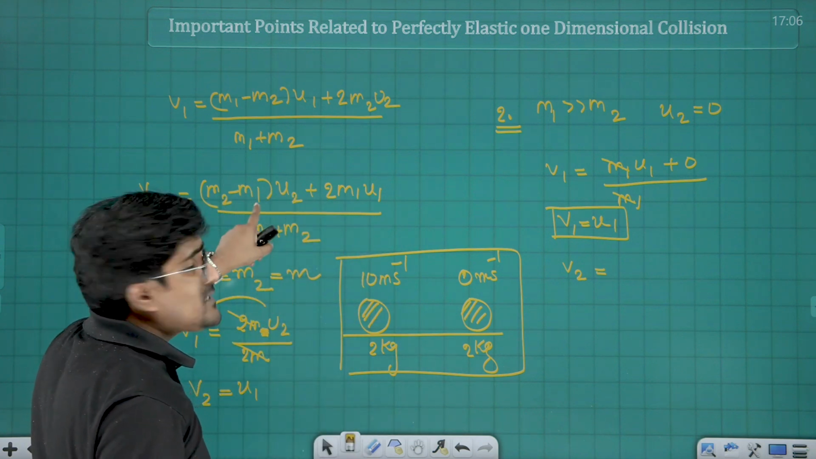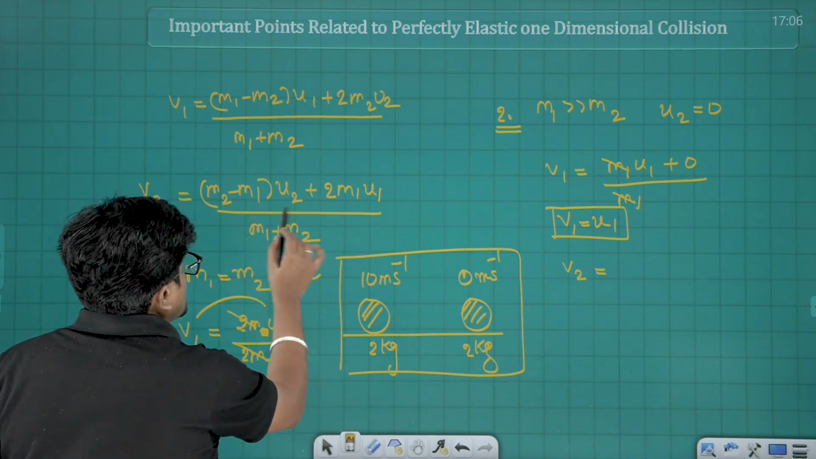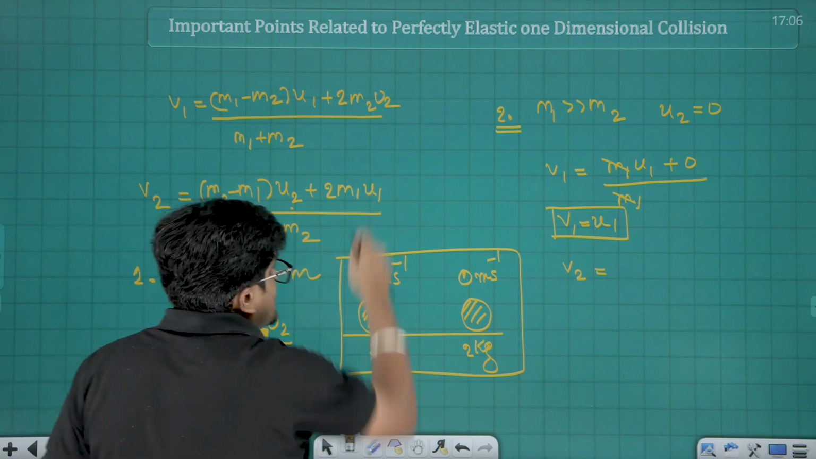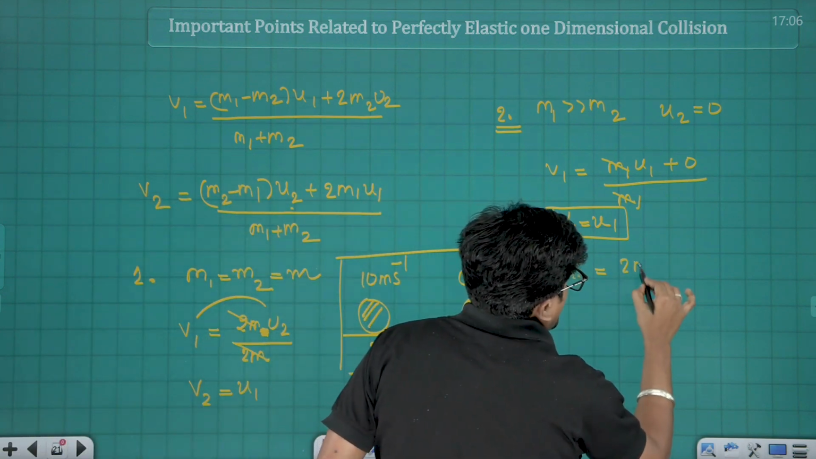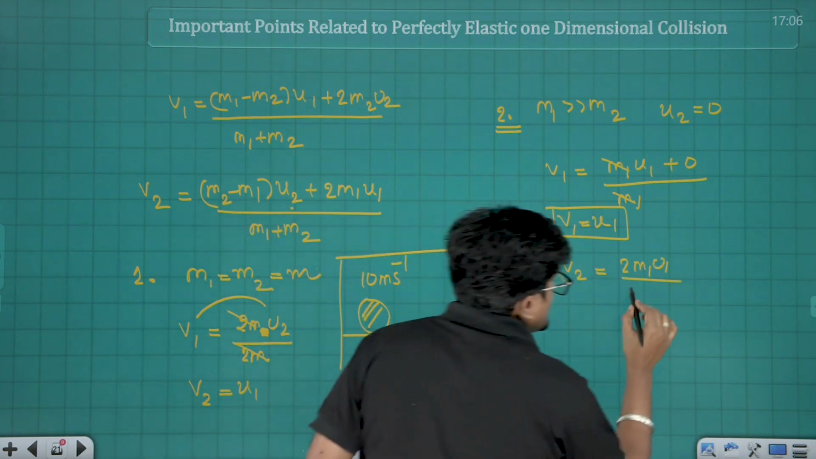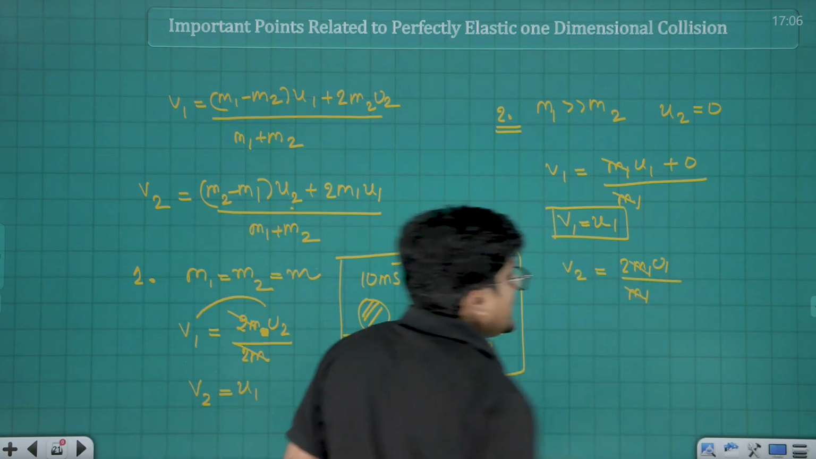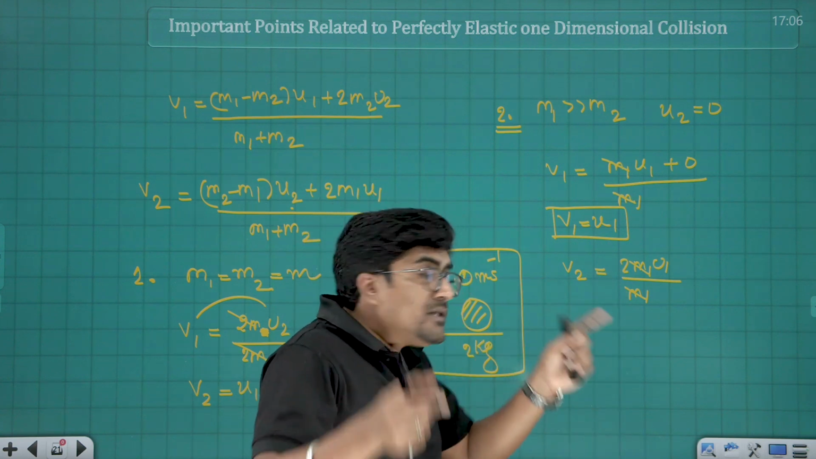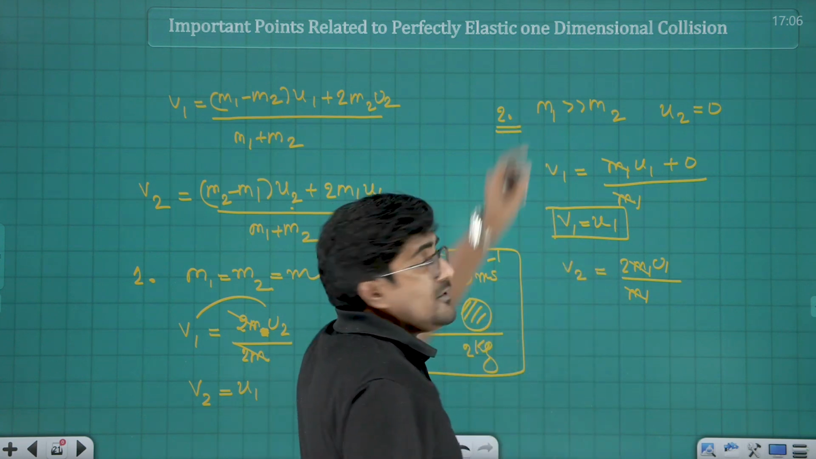v2 is (m2 minus m1) into u2. So since I have got u2 as 0, this entire term is going to be 0. And here this is what? 2 times m1 u1 all divided by m1 plus m2 is going to be what? m1 only. m1 and m1 will cancel each other. So v2 is going to travel with double the velocity of the first body.